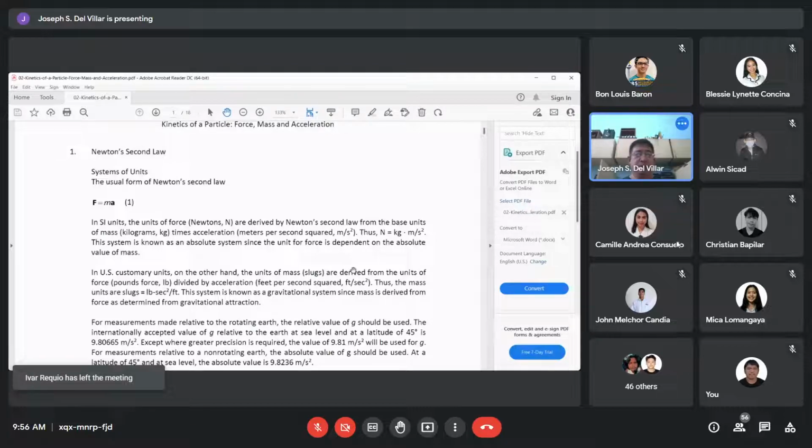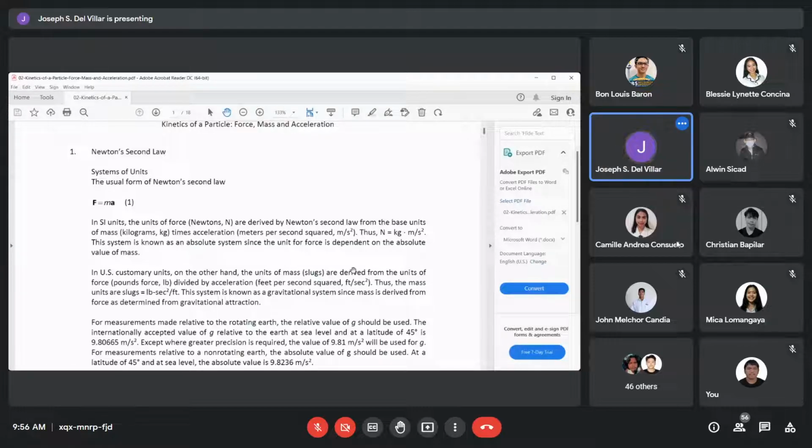Okay, so let us recall Newton's second law. We have force is the product of the mass and acceleration. So we have here equation number one. We all know that force is always in terms of newtons in SI, no? And then pound force in English units.